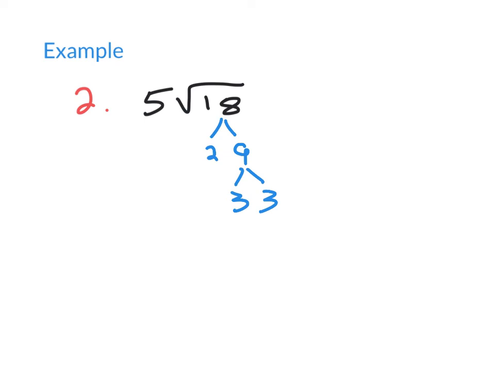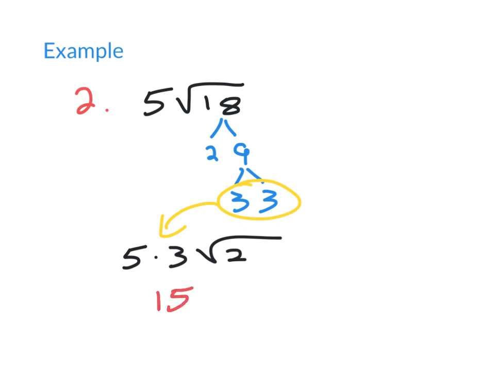So you can see here we're going to be pulling the 3 outside of the radical. However, we already have 5 outside the radical, so that's 5 times 3. And then what remains inside the radical is just the 2. Well, then we go ahead and multiply 5 times 3, which gives us 15. So then our final answer is 15 times the square root of 2.